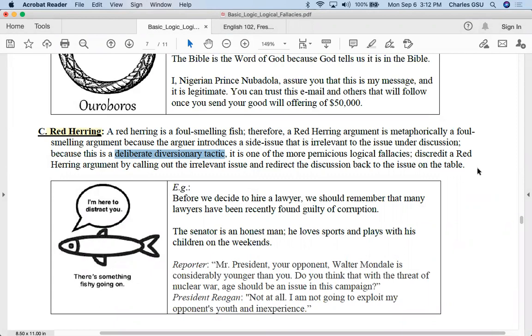So what we need to do, as readers or listeners of a red herring fallacy, is discredit that by calling it out, saying, wait a minute, that's not what we're talking about. That fish has nothing to do with the natatorium or whatever issue, and we need to redirect back to what we're discussing. So here's an example.